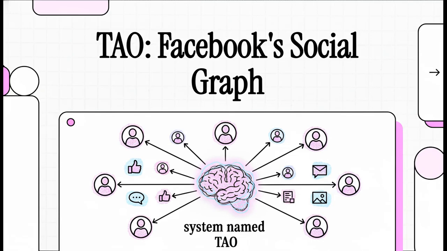All right, today we are diving deep into one of the biggest engineering feats on the entire internet, Facebook's social graph. We're going to look at the system they built, called TAO, that manages the insane web of connections between billions of people and, well, trillions of things. This is the architecture that literally powers our social world.